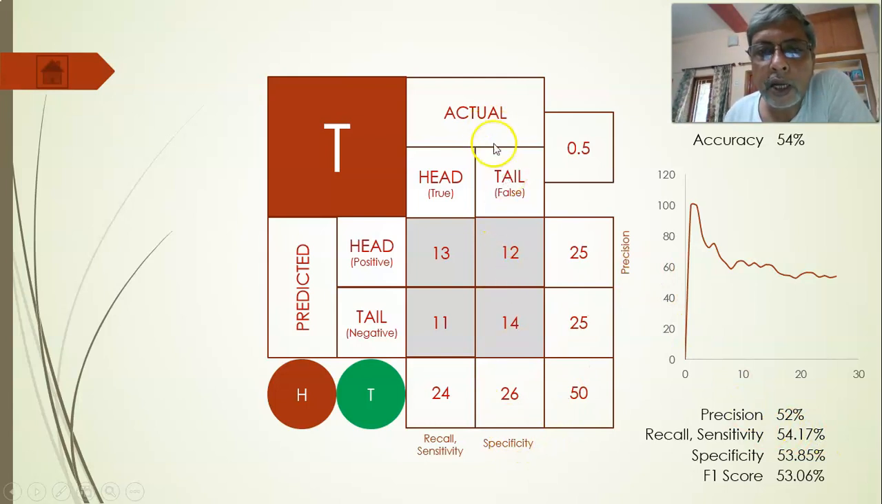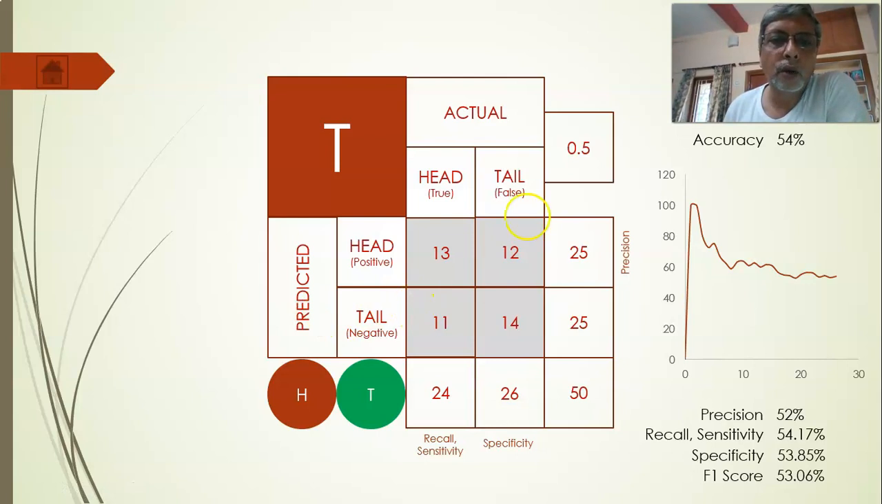Specificity is when it is actually tail. What is the probability that I am making a correct decision? I think this is related with type 1 error, type 2 error, etc. But I'm not clear about that. So here the value of specificity is 14 by 26 into 100, which is 53.85. And F1 score, which is the harmonic mean of precision and recall, is 53.06%. So far, these are manual predictions.